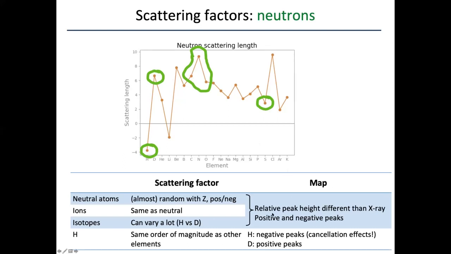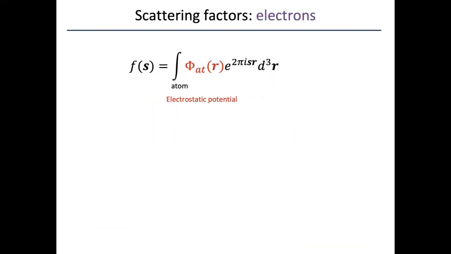So what does it mean for maps? So the one is that we will have positive and negative peaks in nuclear density maps. The second thing is that the relative peak height is different than what we are used to from X-ray crystallography. So as I said, hydrogen will have significant peaks, and sulfur, for example, is a weaker scatterer. And hydrogen will have negative peaks, deuterium positive peaks, so there might be cancellation effects depending on how the sample is constituted. So now let's move to the last type of interaction, that's electrons.